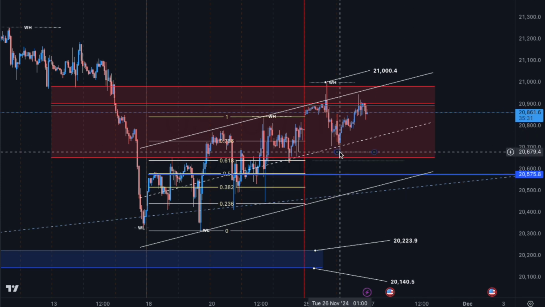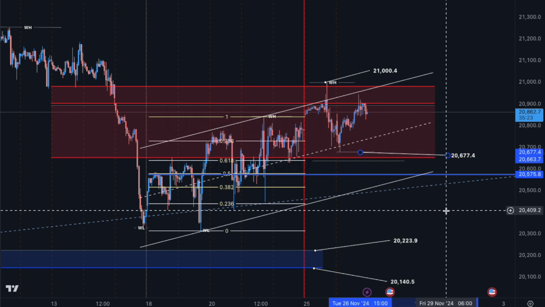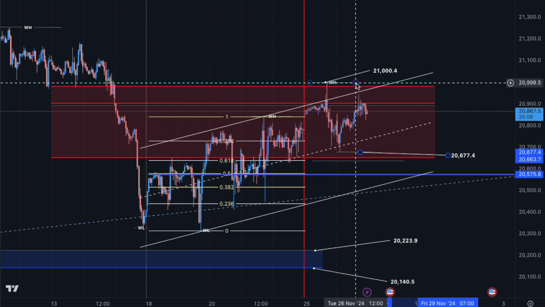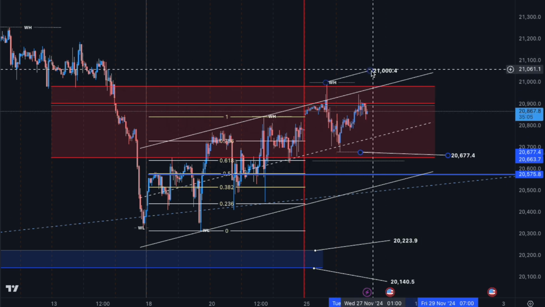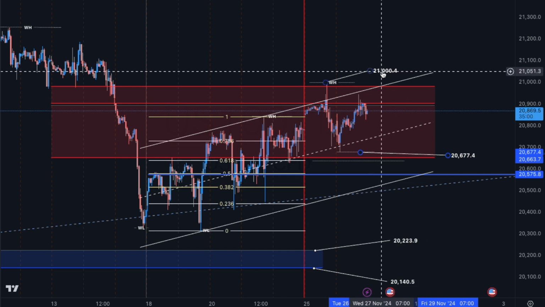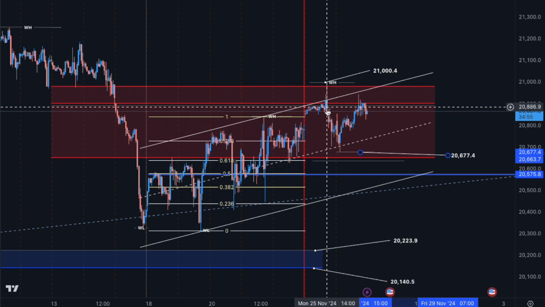So the potential daily low of today is set for us at 2677.4, and obviously we have the potential weekly high, which is set for us at 21000.4. It's a nice rounded number for price to move away from. So this number in itself is very, very important. This is a rounded number, so chances are price will want to move away from this zone, as we can clearly see took place.